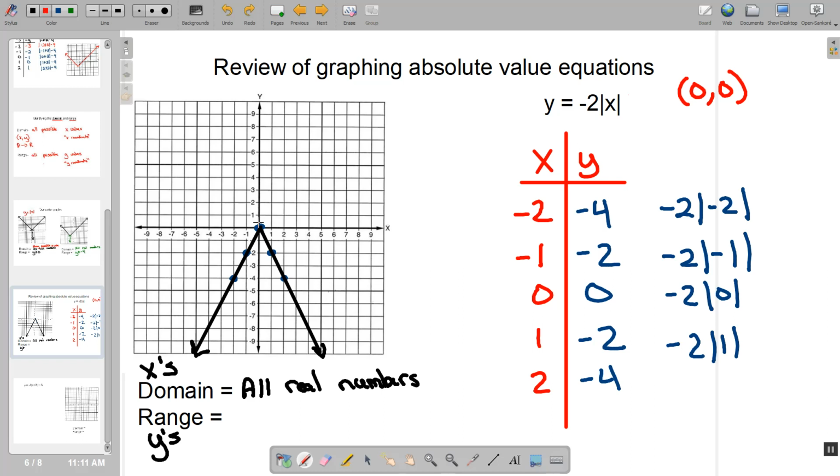The range, though, is restricted a little bit differently. It looks like this is our maximum this time, and none of these values will ever be used up here. So y values are only smaller than 0, which means the y value must be less than or equal to 0. Now let's graph this on Desmos to see if it ends up being correct.